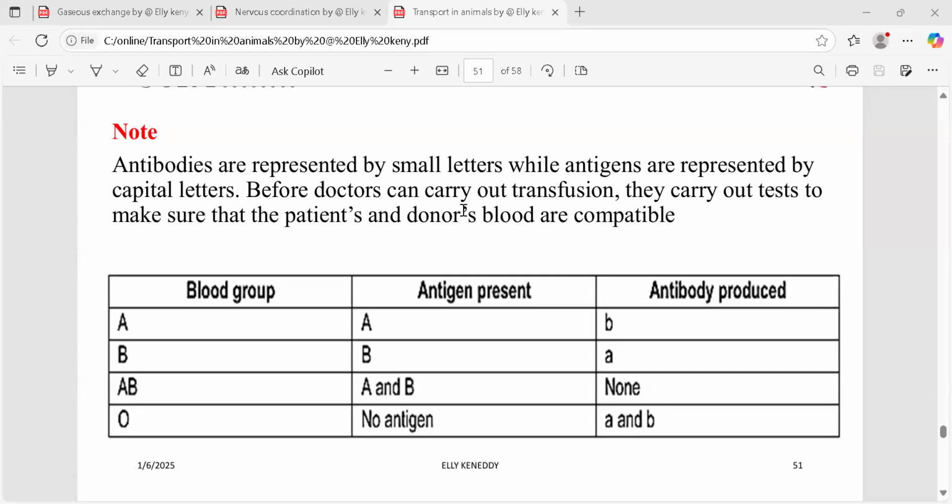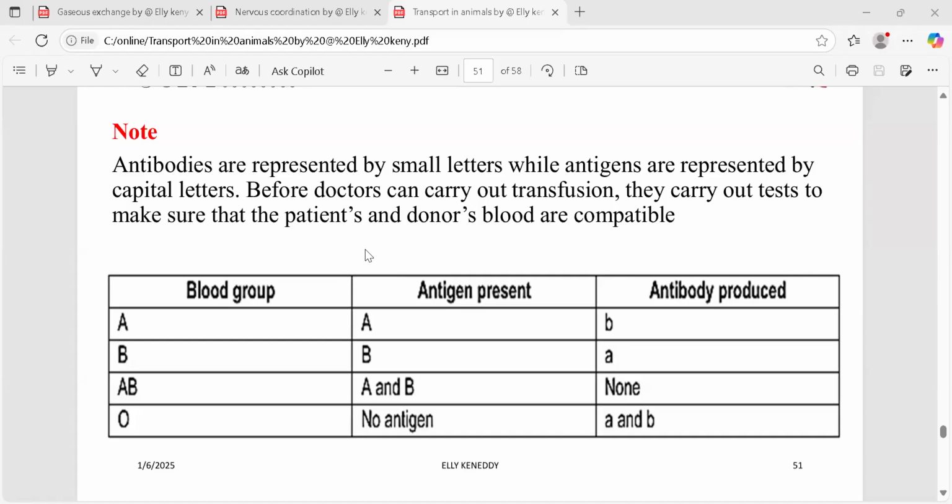So let's go through here the blood group. If someone has blood group A, they have antigen A and antibody B. If someone has blood group B, they have antigen B and antibody A. If someone has blood group AB, they have antigens A and B, and therefore the antibody is none. If someone has blood group O, they have no antigens, but they have antibody A and B.